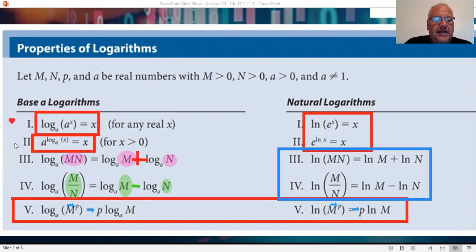If you have a base to a natural log with the same base like this one, you just keep what's remaining, which is the x. If you're multiplying two things, you can write them separately with a plus sign. If you're dividing both things, you could write them separately with a minus sign. And if you're taking a log to a power, you could take the power out to the front as if it was a multiplier.